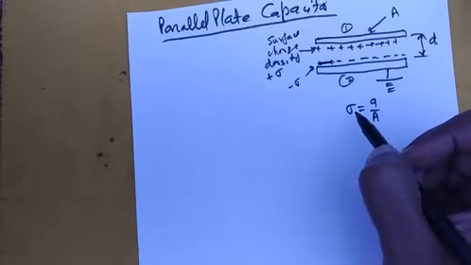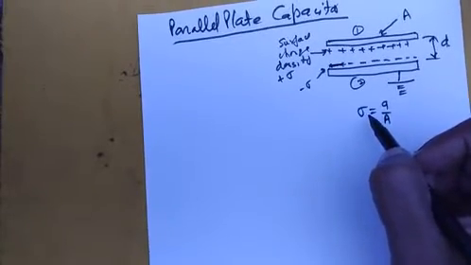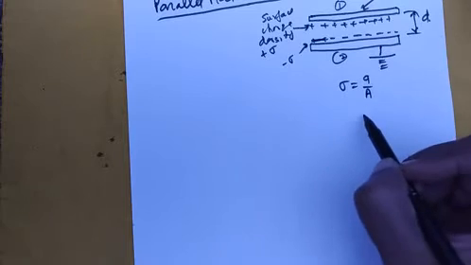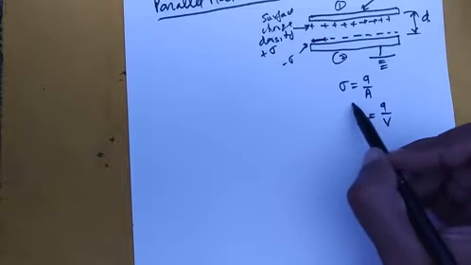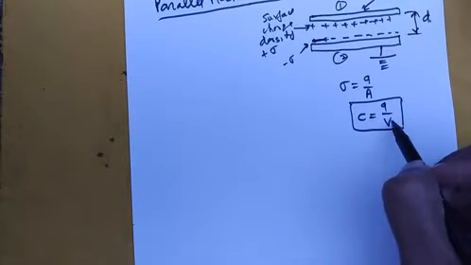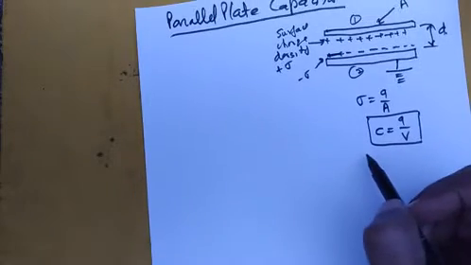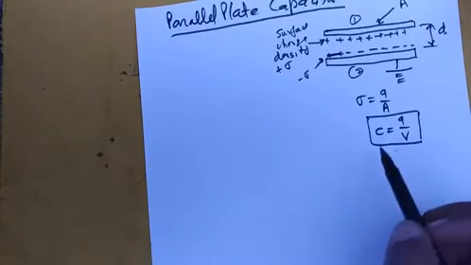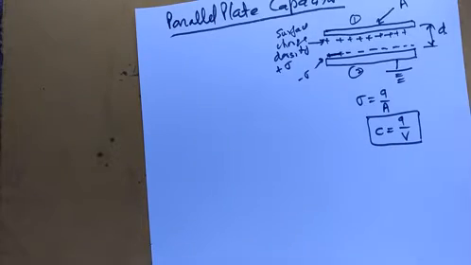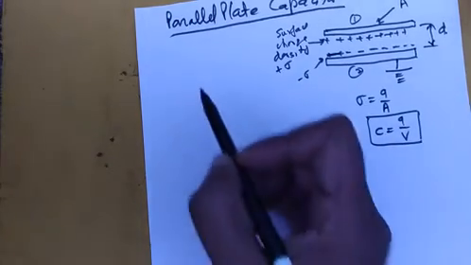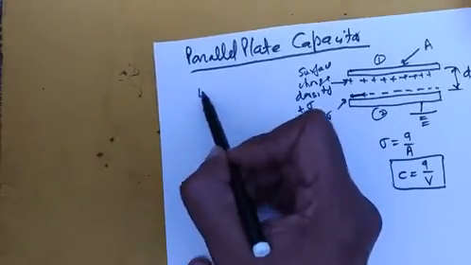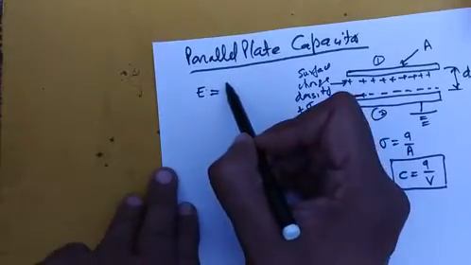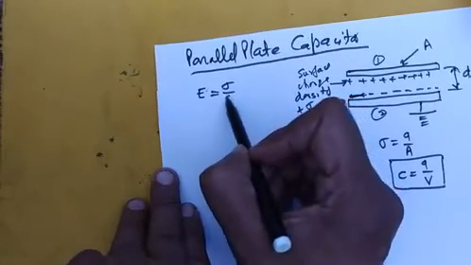Now let us start. First, we know C is equal to Q by V. This is the formula for any capacitor. We know it. So we will have to find out the V. Let us find out V. First, we will have to find out E. E means electric field. Electric field is sigma by epsilon naught.